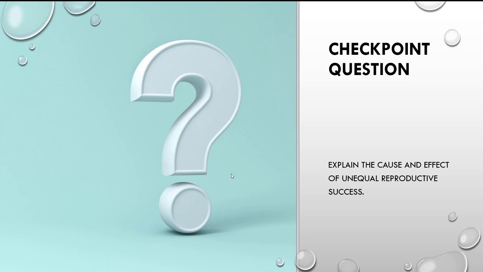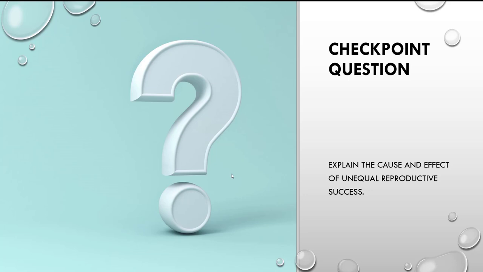So here's a checkpoint question. Explain the cause and effect of unequal reproductive success. So first of all, what is the cause of unequal reproductive success? Do you remember from that slide?